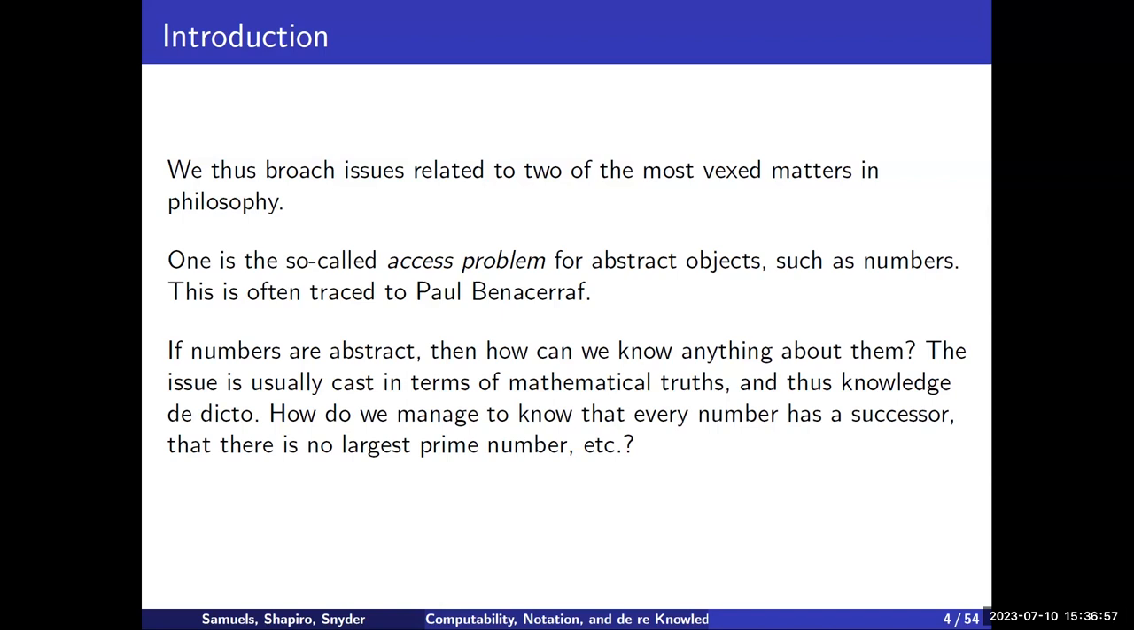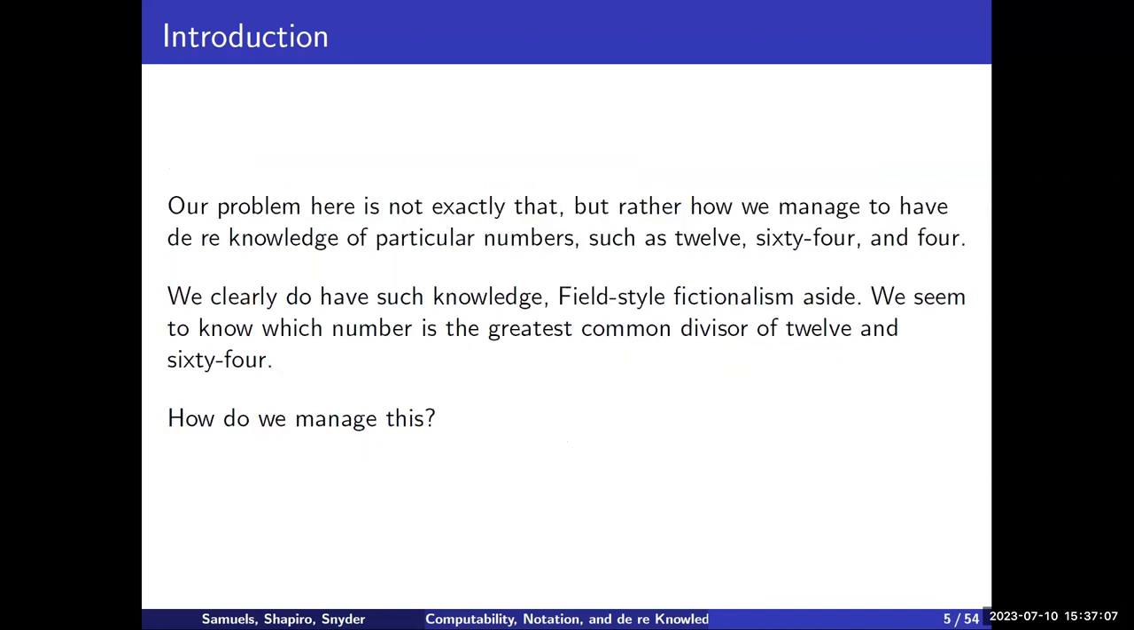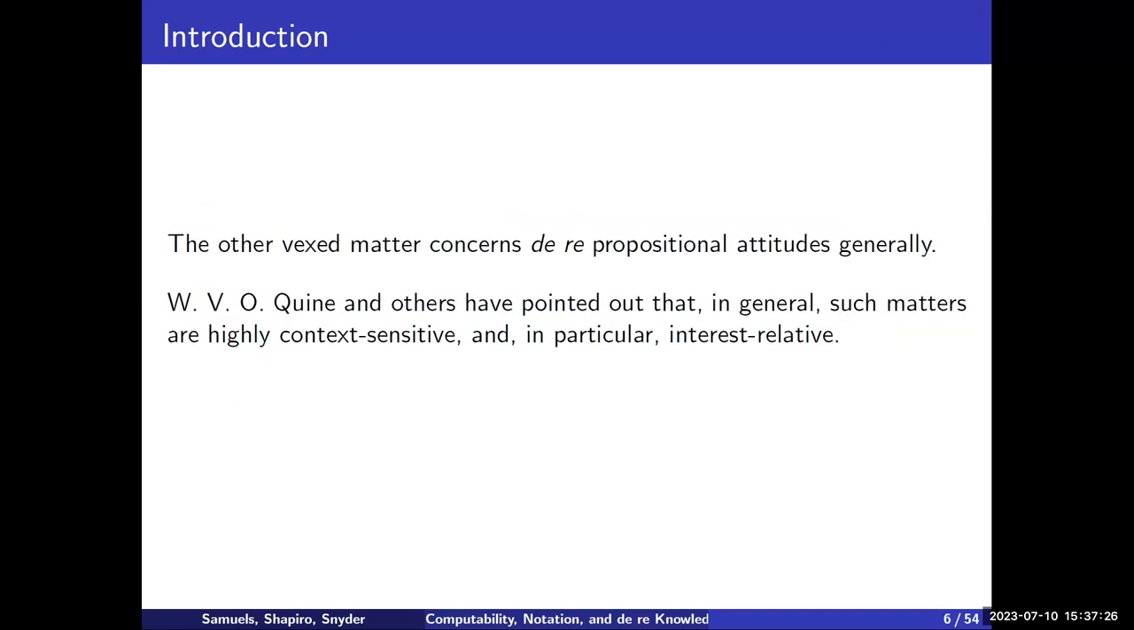The issue is usually cast in terms of mathematical truths and thus knowledge de dicto. But how do we manage to know that every number has a successor, that there's no largest prime, and so on? Our problem here is not exactly that, but rather how we manage to have de re knowledge of particular numbers, such as 12, 64, and 4. We clearly do have such knowledge, fictionalism aside. We seem to know which number is the greatest common divisor of 12 and 64, and then how do we manage this?